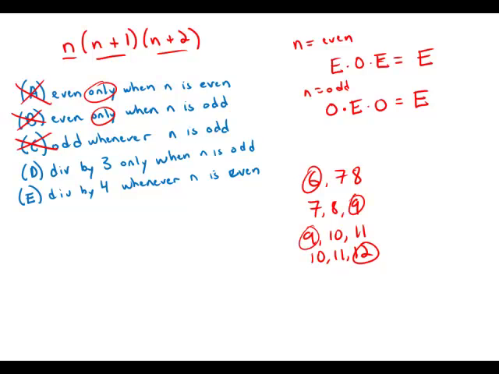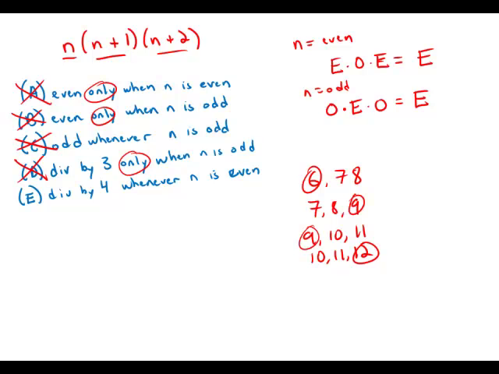And so if one of them is a multiple of 3, the product is always going to be a multiple of 3, not only when n is odd. It's always going to be a multiple of 3. It's always going to be divisible by 3. So that means choice D is out. So that leaves us with choice E, and let's check that out.